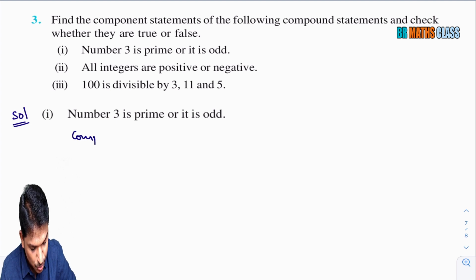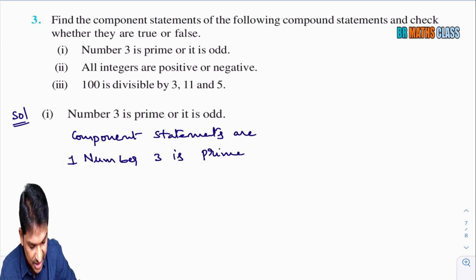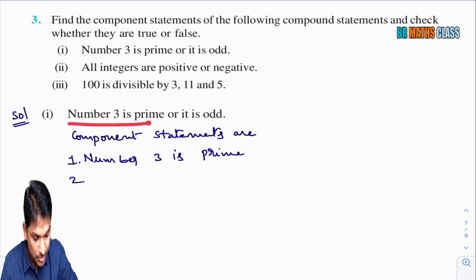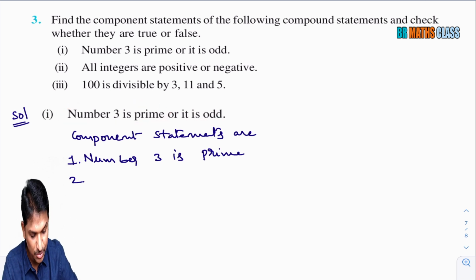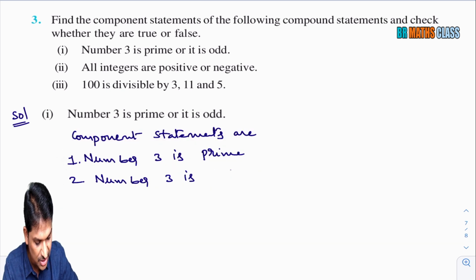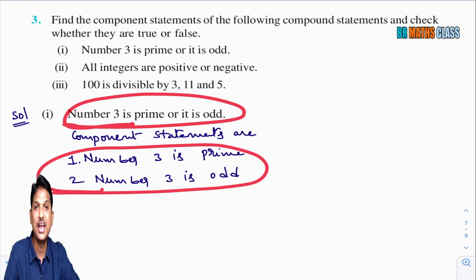I will write the component statements. The component statements are: number 3 is prime. Okay, this is one component statement. What is the second one? It is odd means here 3 is odd, they are trying to say. Number 3 is odd. Number 3 is prime. These are the component statements present in the compound statement, and the connecting word is or.